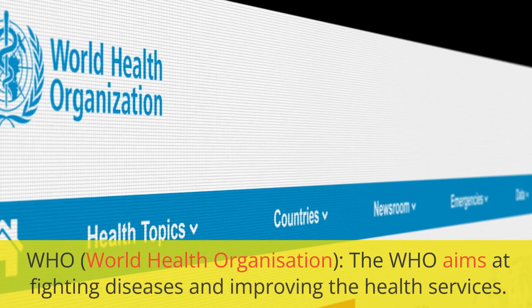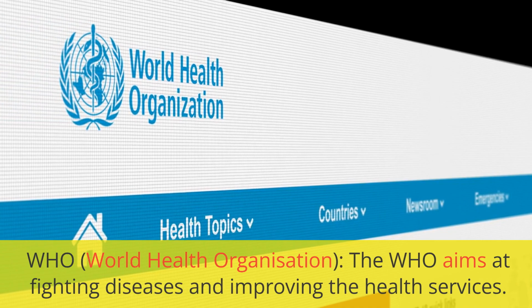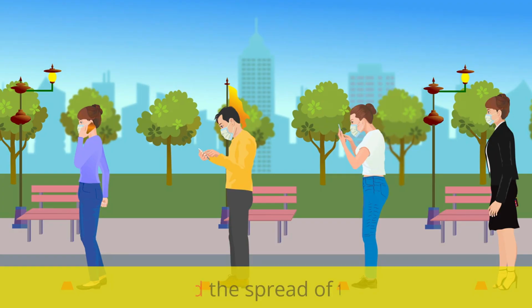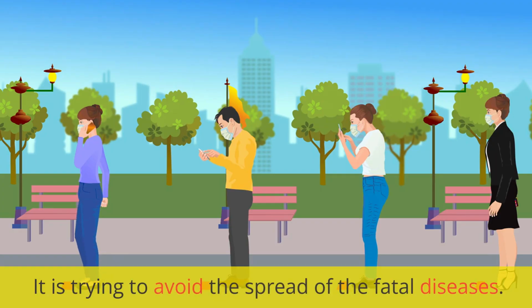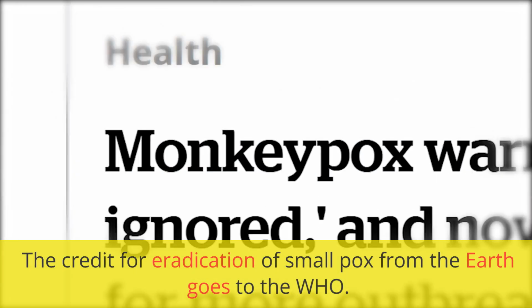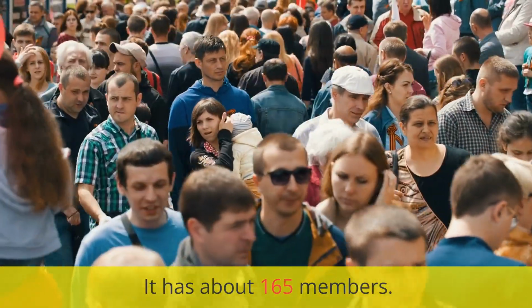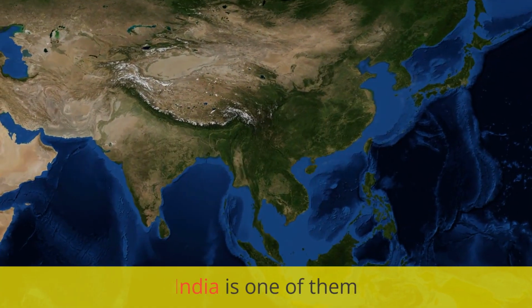WHO, World Health Organization. The WHO aims at fighting diseases and improving the health services. It is trying to avoid the spread of fatal diseases. The credit for the eradication of smallpox from the earth goes to the WHO. It has about 165 members. India is one of them.